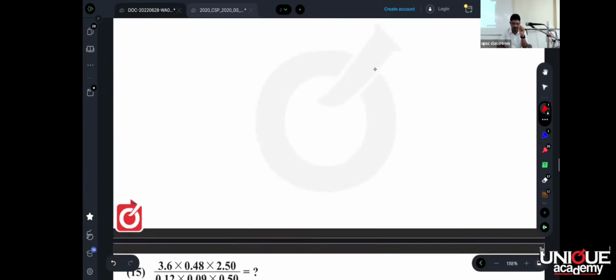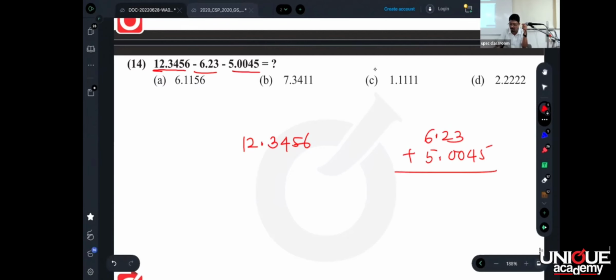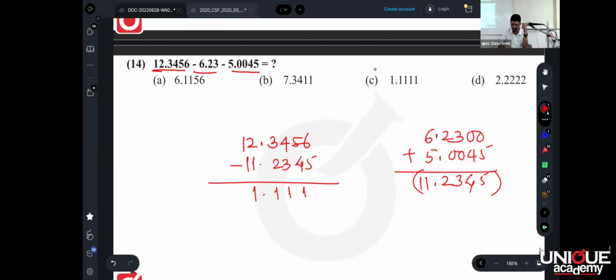Suppose we have these three numbers in the given expression. The first number is 12.3456. The next two terms are both with negative sign. So when two numbers are with negative sign, what do we do? We do addition and put a minus sign to both. So we have here 6.23 and 5.0045. We add these two. As you know how to add or subtract, put an equal number of decimal places there. Addition, it comes to this one. So this is to be subtracted from the first number. So we have the answer like this. All of you can get this. Is it clear? So option C is the answer.